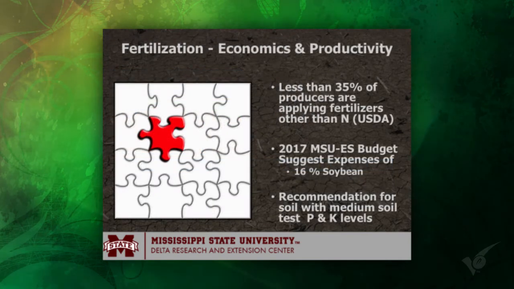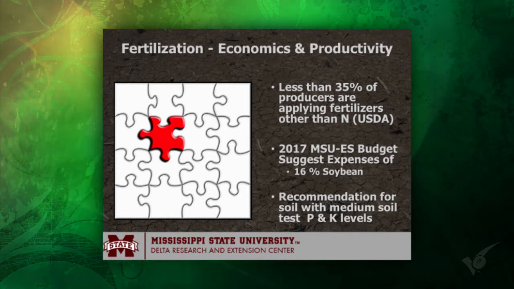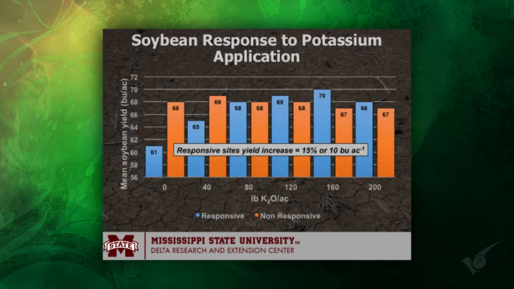And less than 35% of producers are applying fertilizer, okay? In the 2017 Mississippi Extension budgets, 16% of the soybean budget was directly spent on mixed goods fertilizers with soil testing in a medium level. Now, y'all have all seen these slides before, and y'all know that what we've been trying to do is recorrelate and calibrate our soil test for you, and we'll put a little bit of that up.